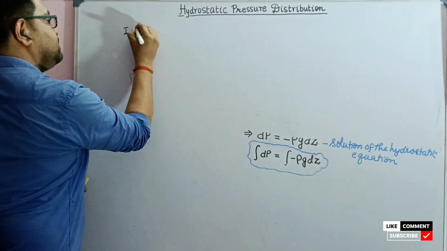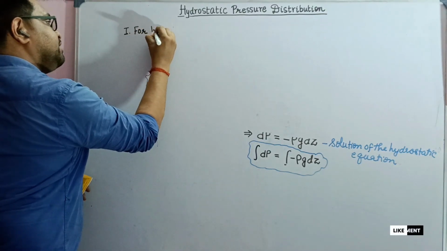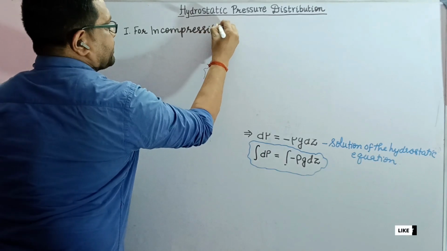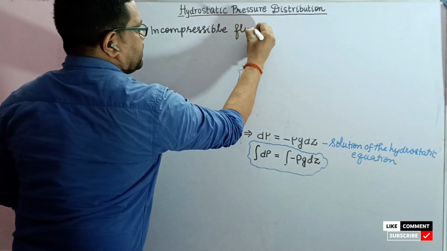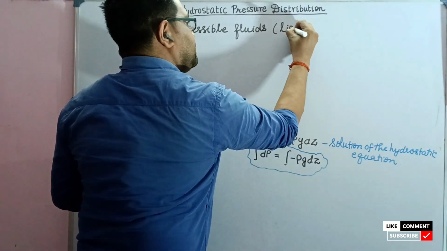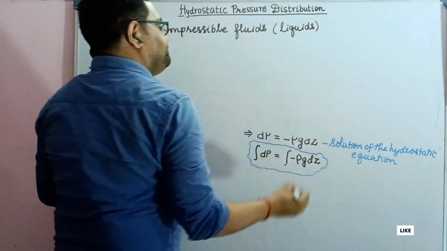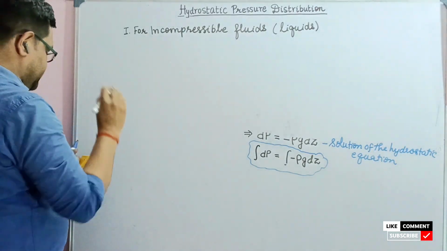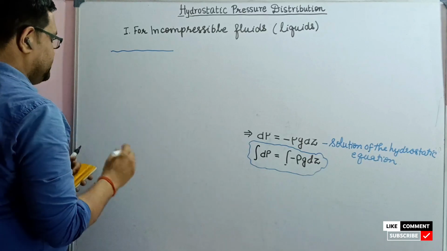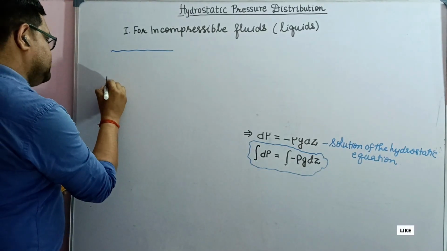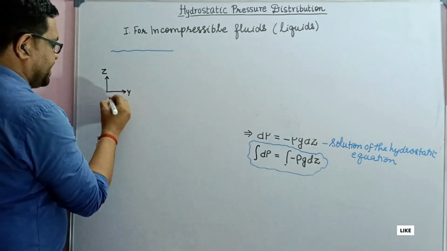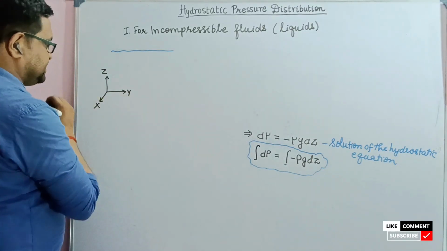So first, for incompressible fluids, mainly for liquids. Here we will consider, say, a static fluid, and we take a reference axis like this. Suppose this is the z-axis, let this be the y-axis, and let this be the x-axis.